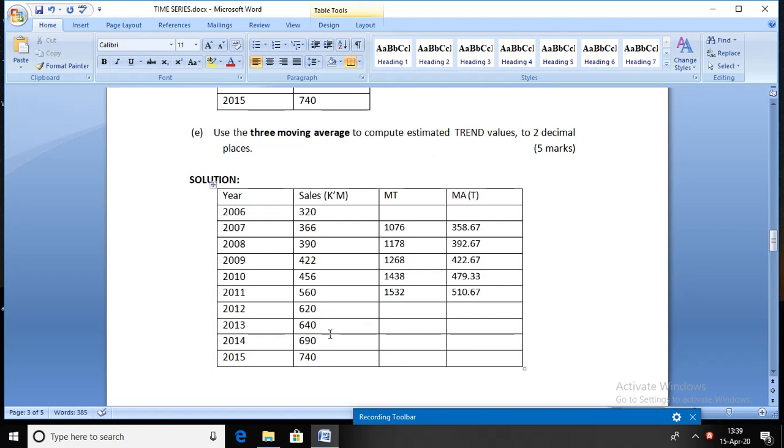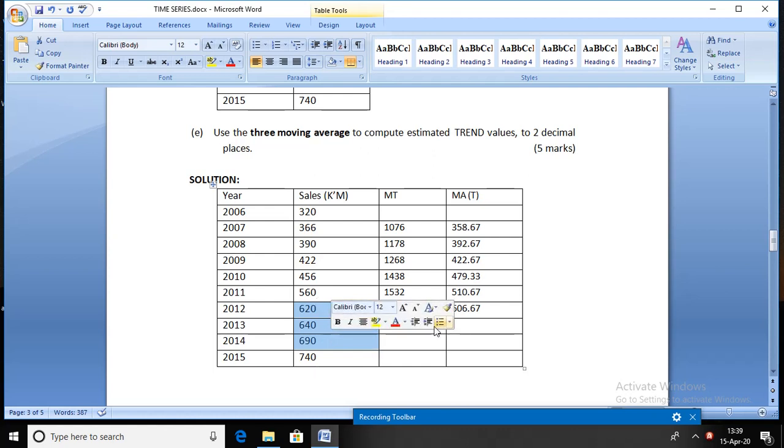Add the next 3 values like that, answer put it in the middle, that should be 1820 divided by 3, 606.67. Then add the next 3. That's what we mean by moving average. Just keep on going like that.